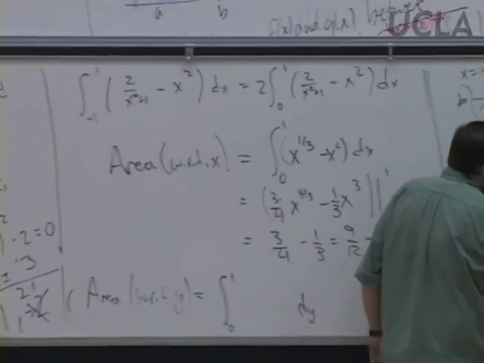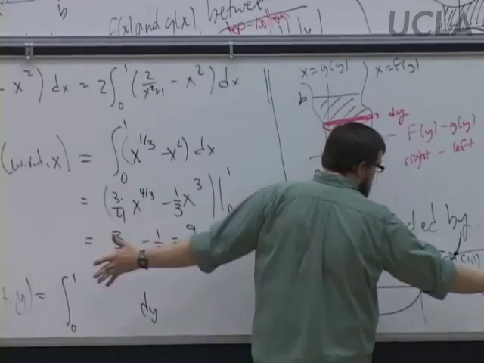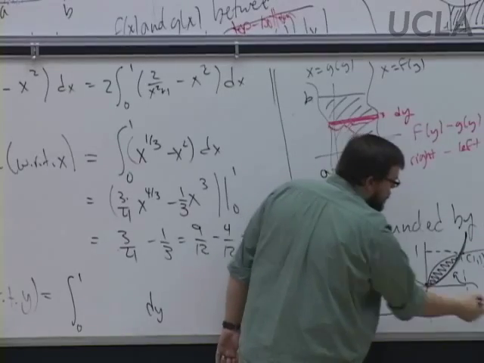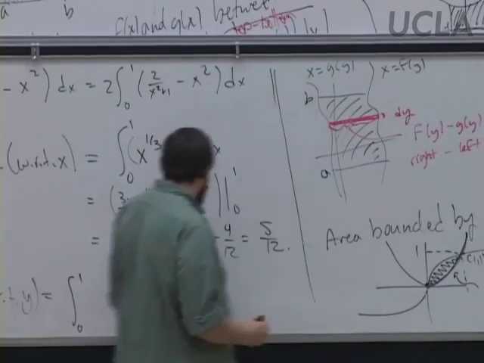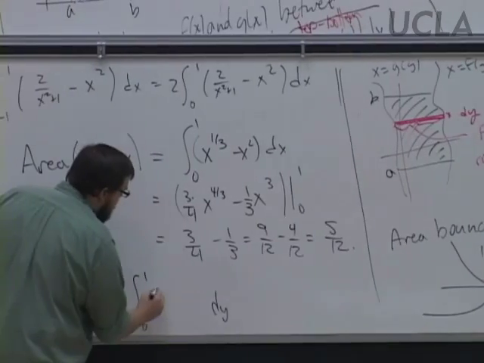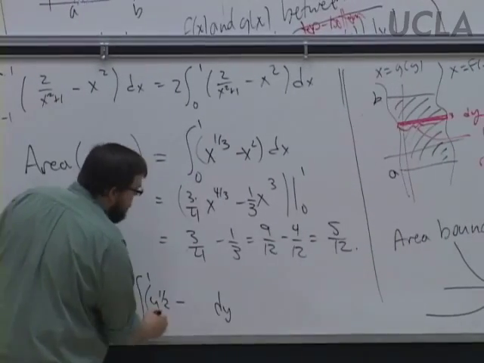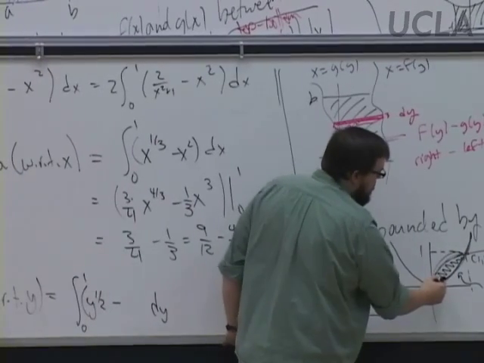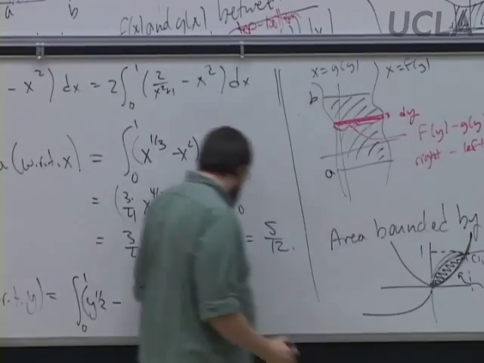Now I'm going to take the right minus the left. So in this case, the right function is this function here, which is x equals root y. Or if you like, y to the 1/2. Subtract this function here. That's the left function. In that case, it's x equals y cubed.